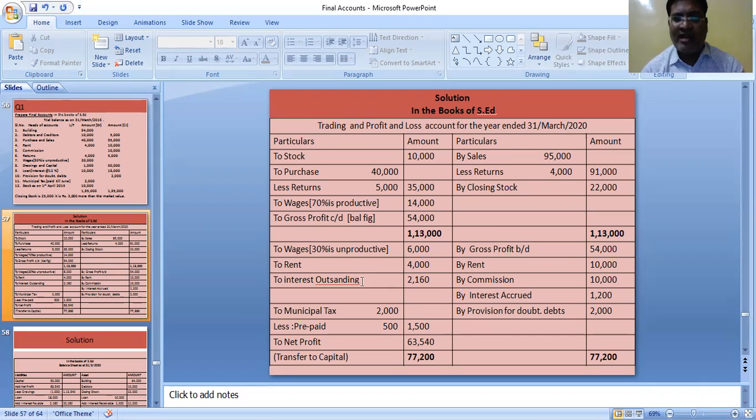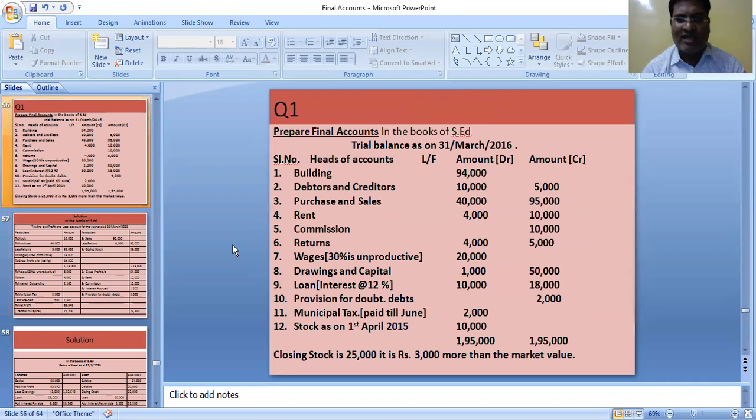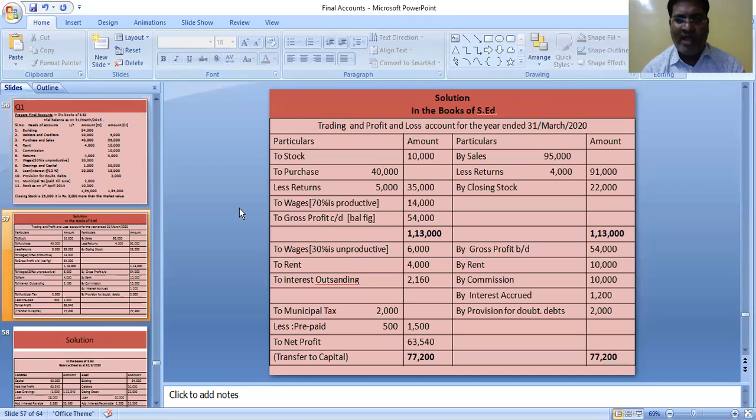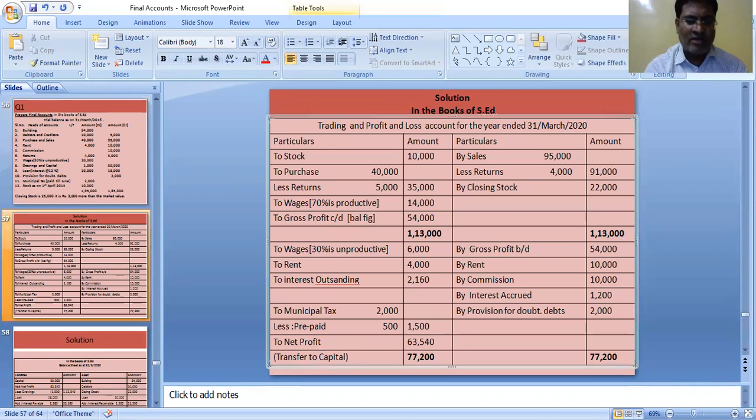We have recorded over here. Interest outstanding 2,160. This came from here. 12% of 18,000. It is 2,160. It is still outstanding. You need to pay. So that is outstanding. Outstanding is over here. Interest outstanding 2,160. And municipal tax 2,000.